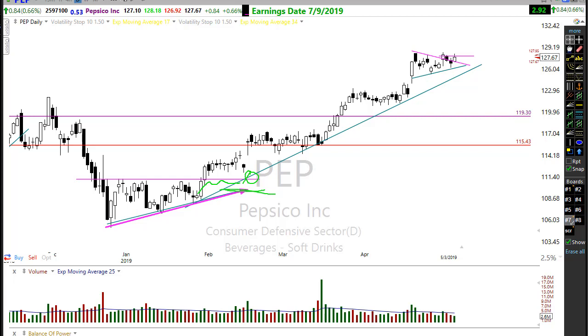So we want to focus in on that price action within that chart. We want to sift through that dirt. Okay, we're looking for the gold, but we've got to sift through all of this price action dirt, and we've got to be patient.